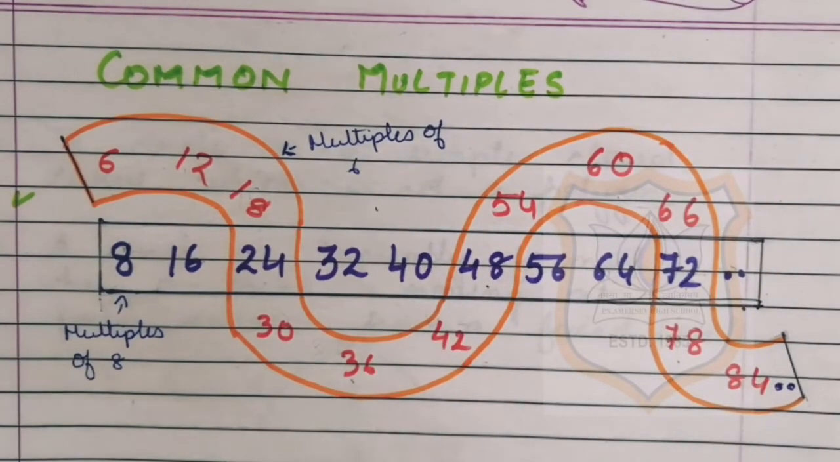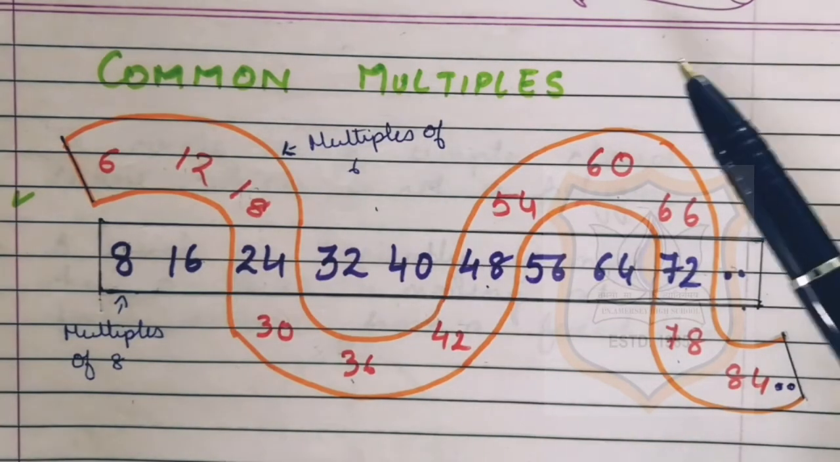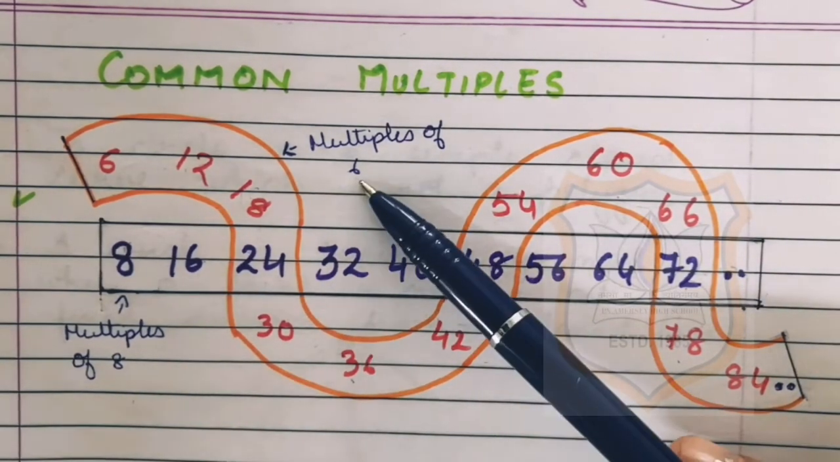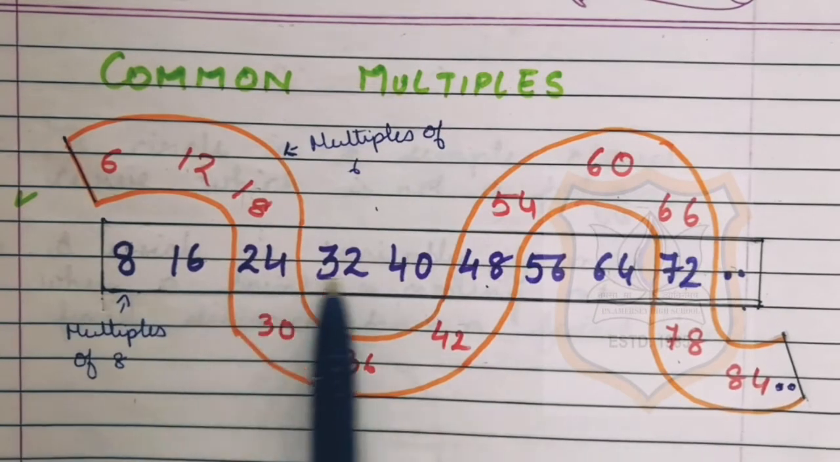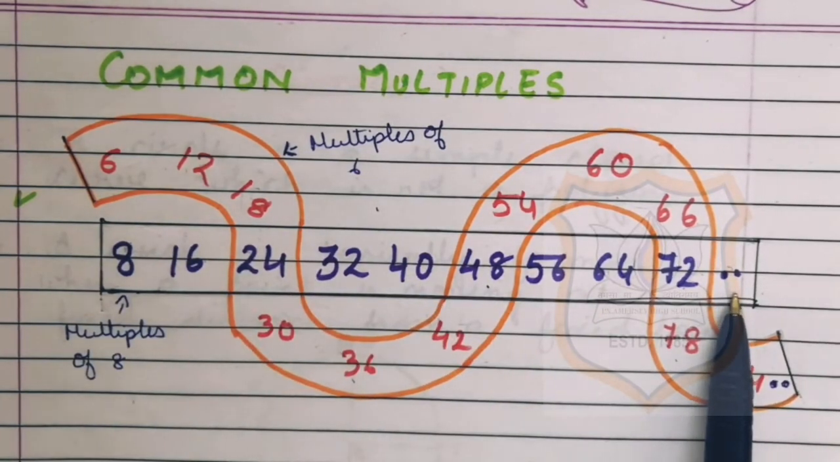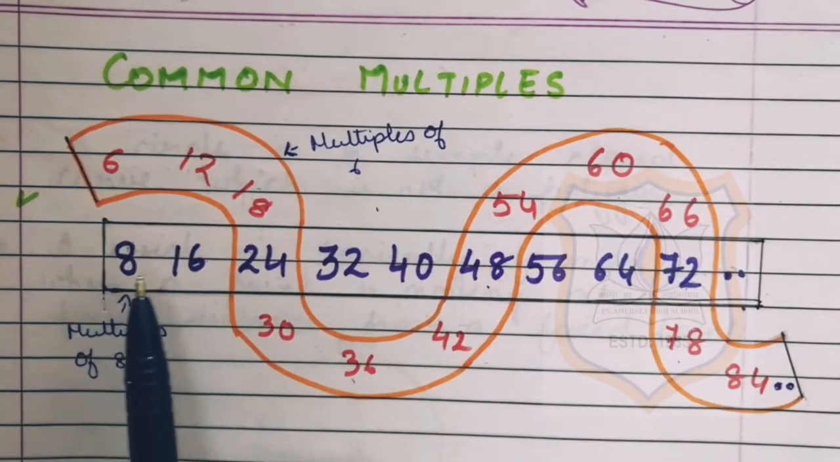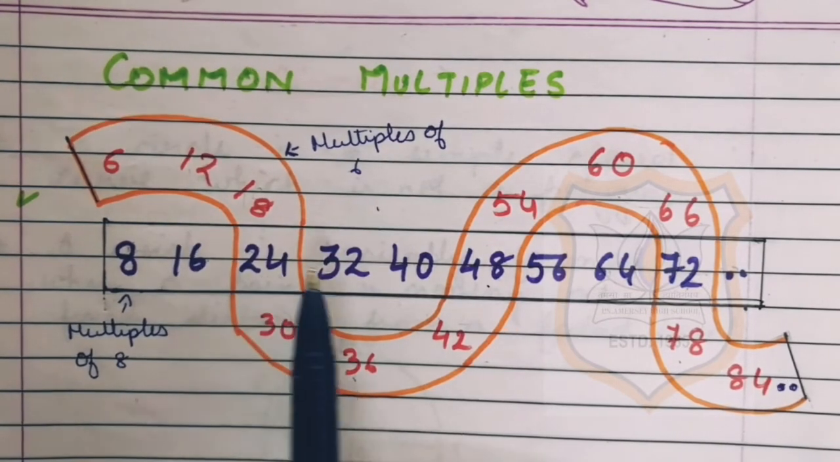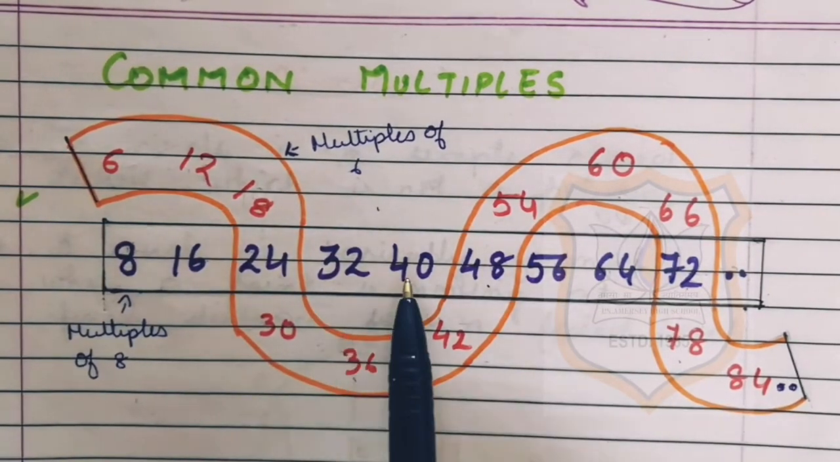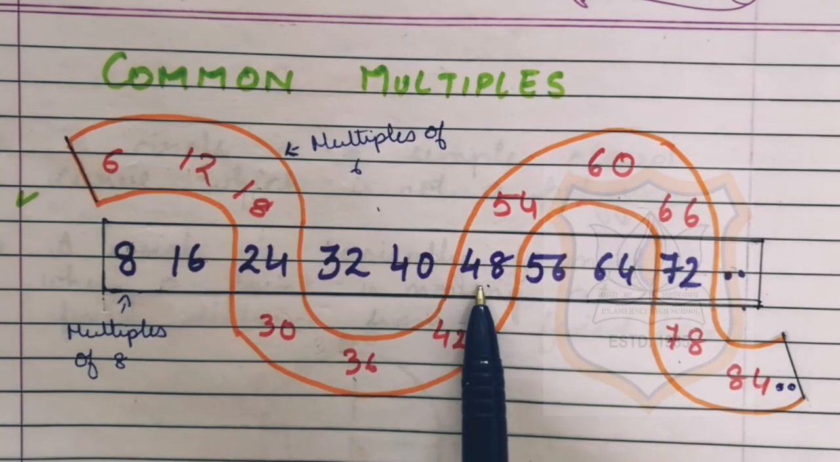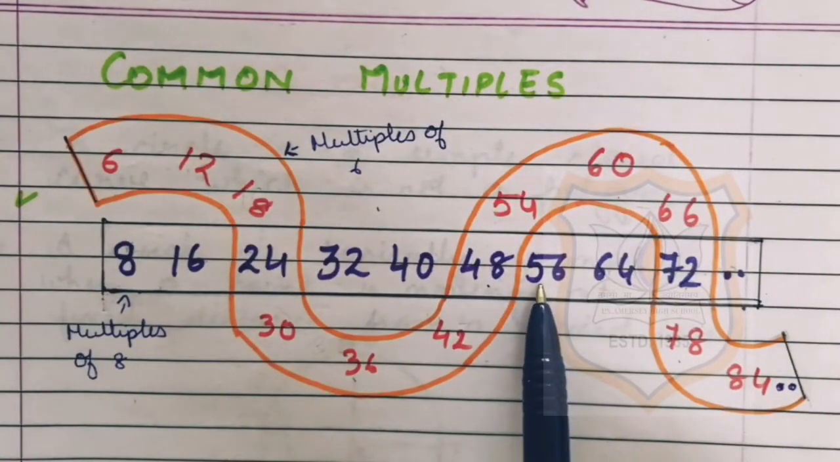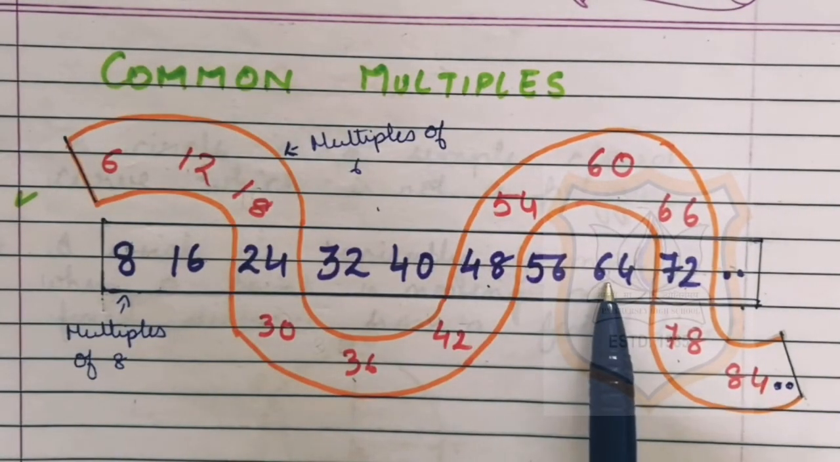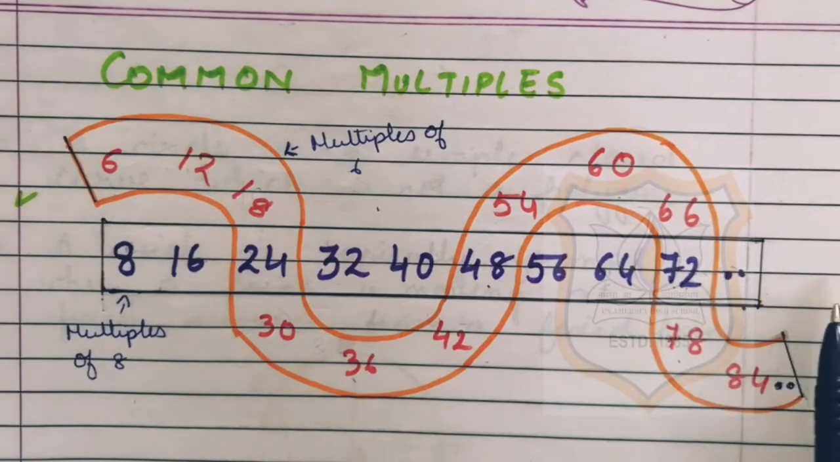Students, now our next topic is common multiples. How will we find the common multiples? Suppose for an example, we have to find the common multiples of 8 and 6. In this line we have written the multiples of 8 as 8 ones are 8, 8 twos are 16, 8 threes are 24, 8 fours are 32, 8 fives are 40, 8 sixes are 48, 8 sevens are 56, 8 eights are 64, 8 nines are 72 and so on.